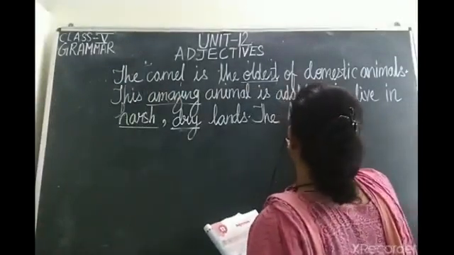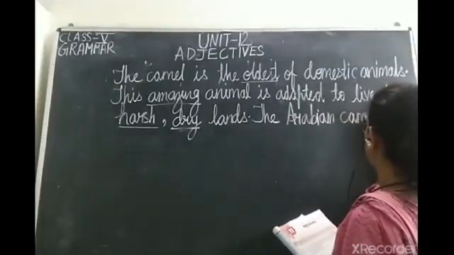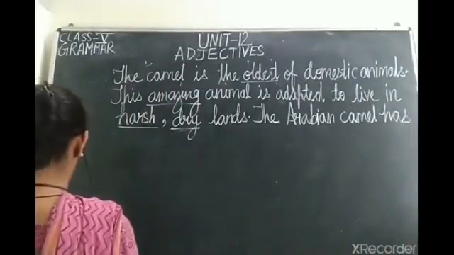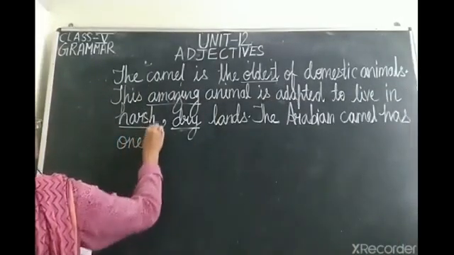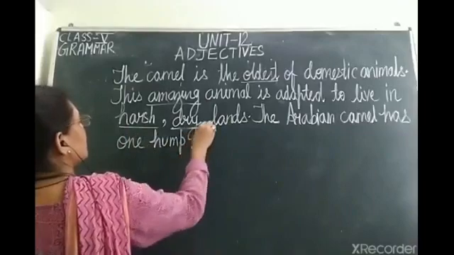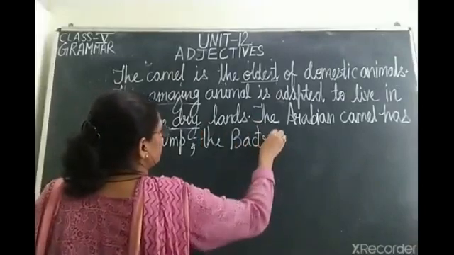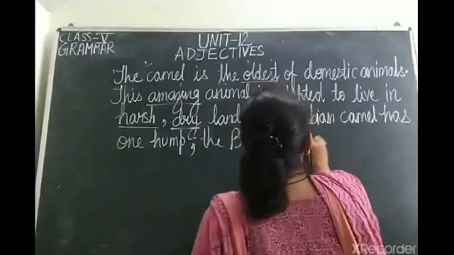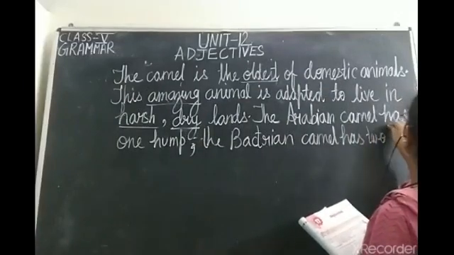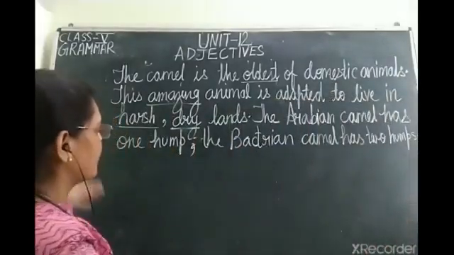The Arabian camel has one hump. The Bactrian camel has two humps. Now, this is the next line of the paragraph.